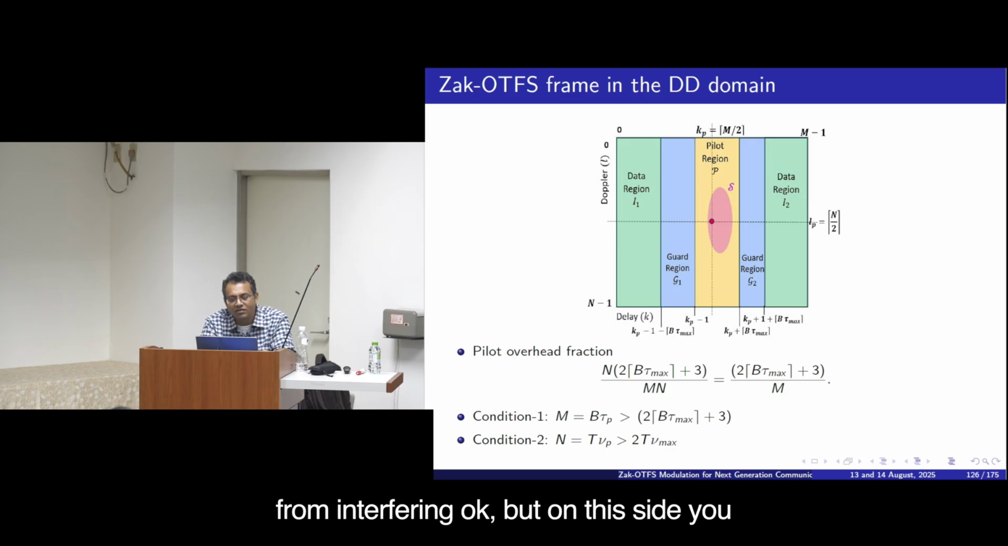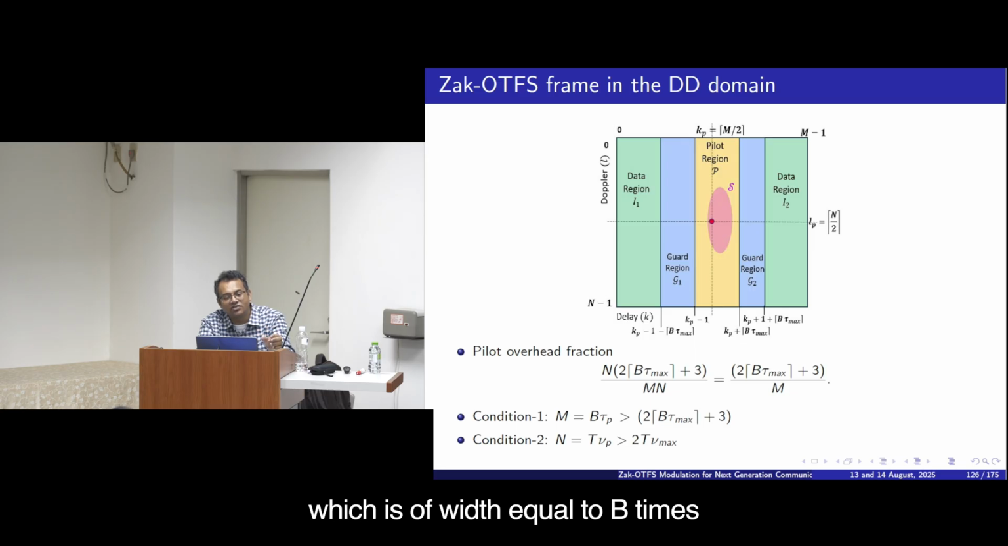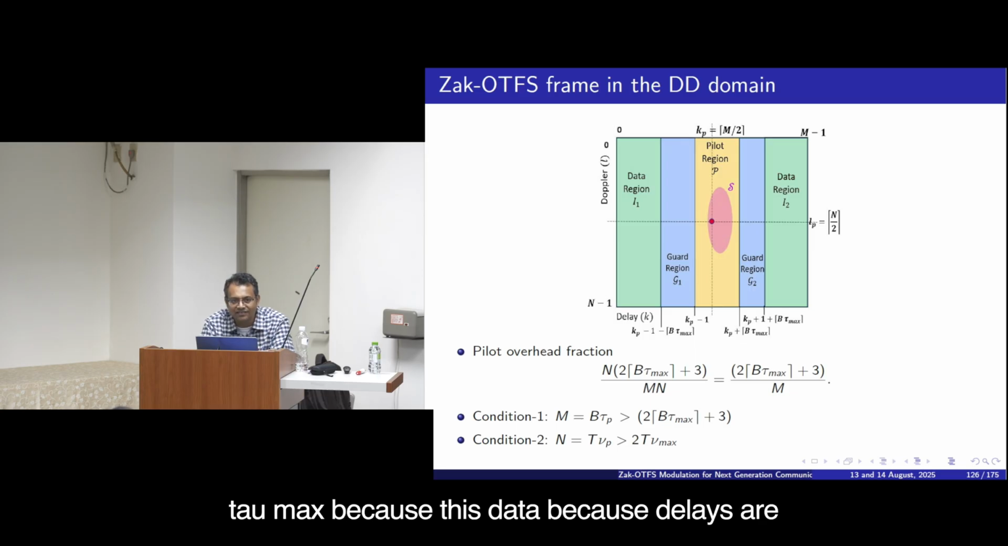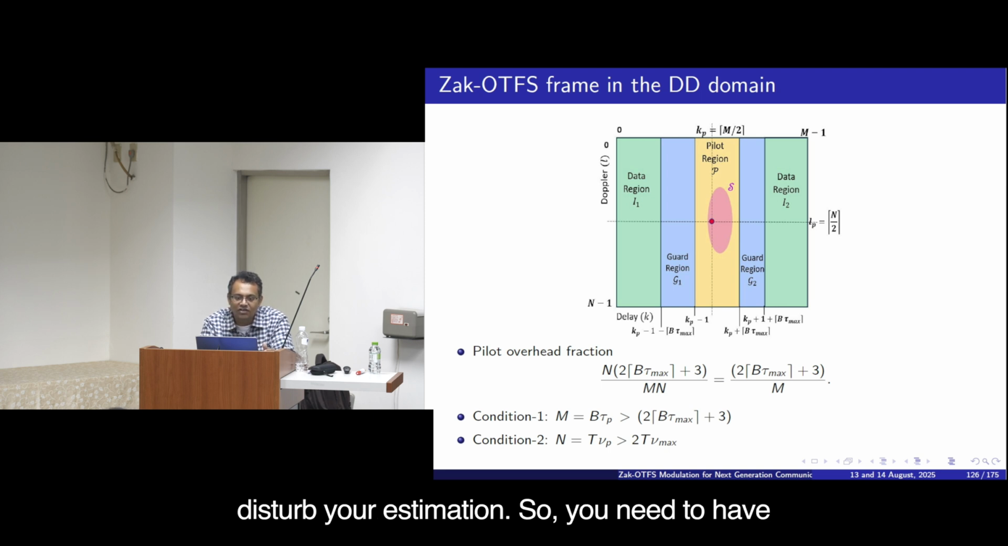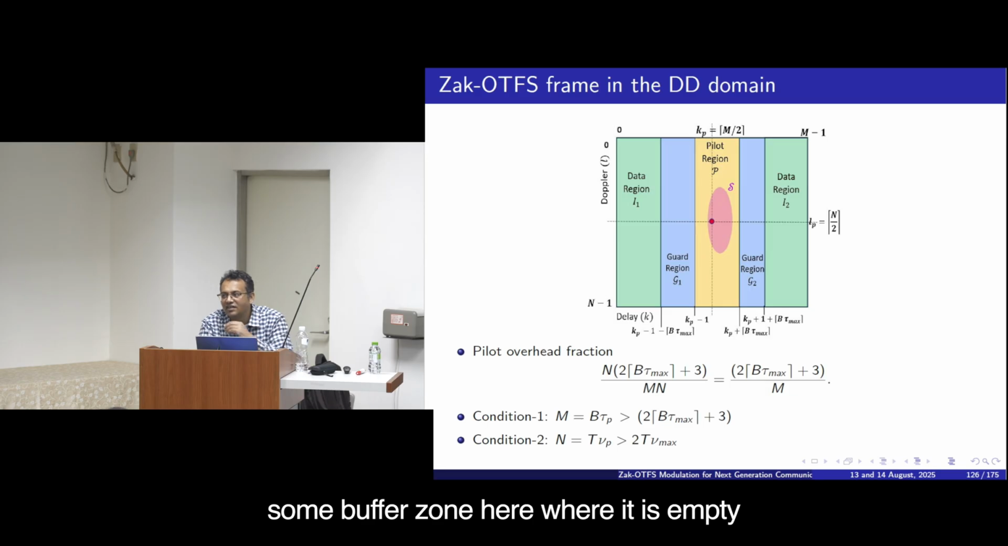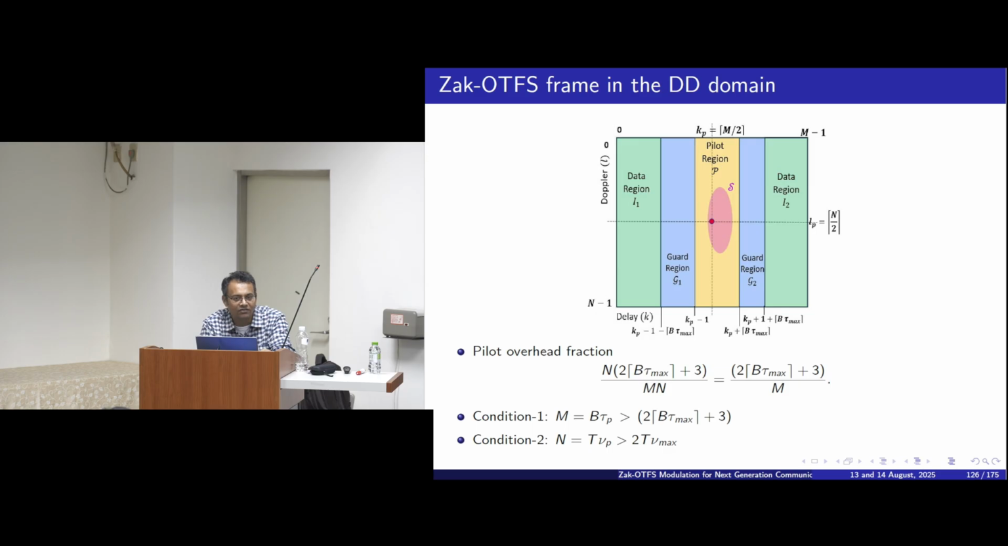Okay. But on this side, you will have to put a guard region of width equal to B times tau max, because delays are positive valued always, this data can actually come here in the yellow region, and it can disturb your estimation. So, you need to have some buffer zone here where it is empty, you are not sending any data, right. So, that is why you get B into tau max here, another B into tau max here, it becomes 2 into B tau max. Okay.